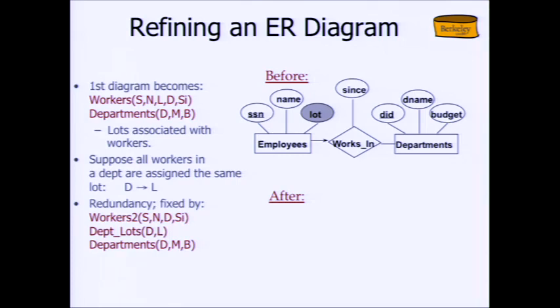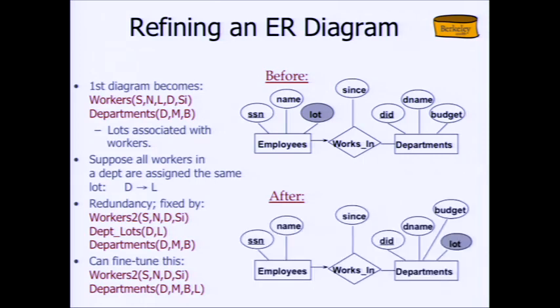Okay? And now we want to put together an ER diagram that matches that. Well, we can fine-tune this. If department determines lot, and department obviously determines department, D is the key of both depth lots and departments, then we might as well put L in the departments table and just have one table there. At which point, our ER diagram looks like that. Lots actually migrated over to the other side. Sort of makes sense, actually, right? Lots are now determined by departments, so they kind of belong to departments in ER land.